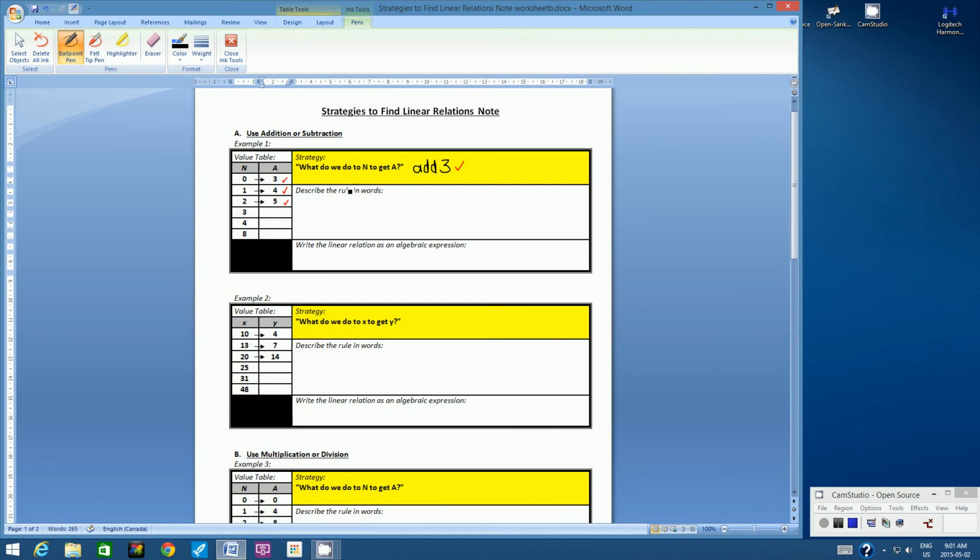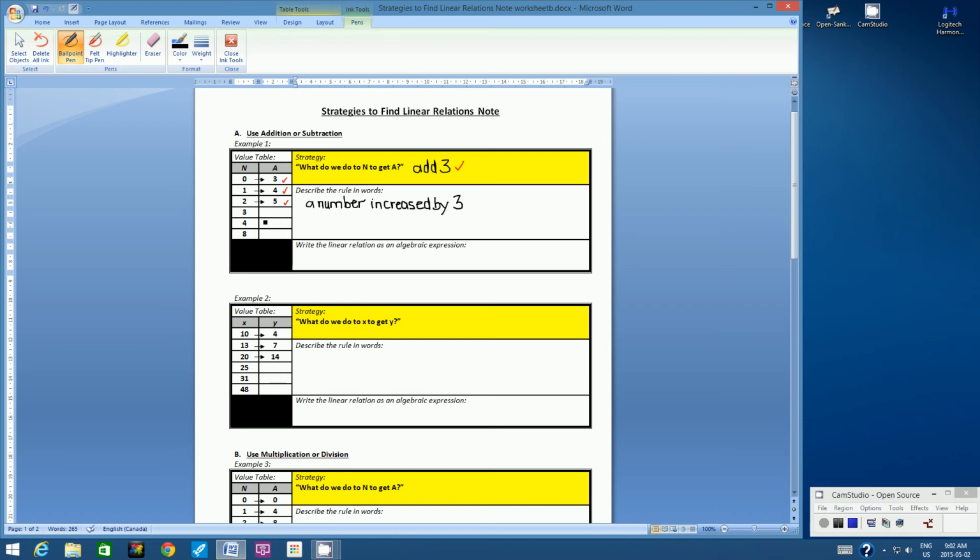Okay, so let's go to the next section. Describe the rule in words. Okay, so we've had a lot of practice doing this. So what is this? Well, N is a number. Okay, so a number. And then what did we do to that number? So we can describe the rule in a number of ways. Okay, a number increased by 3, a number added to 3, the sum of a number and 3. These are all rules, okay, that would work, right? We're just taking this strategy and we're making it into a math statement.